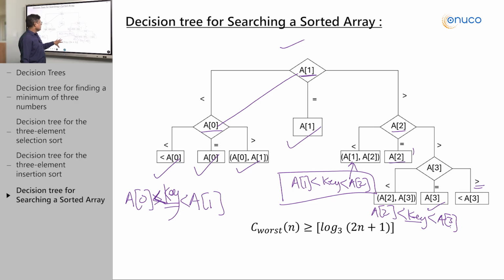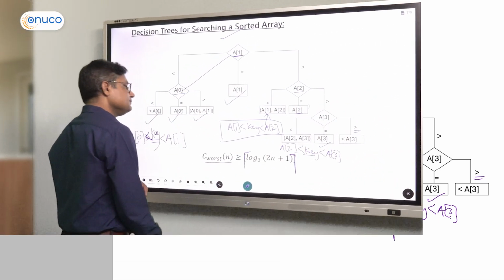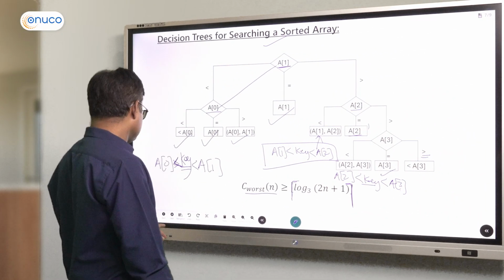So we are going to make this decision, right, more than 2. So C worst will be greater than or equal to 2. C worst will be greater than or equal to 2. If you are going to simplify this, again you have to write this as ceiling function. Values will be greater than the given values.